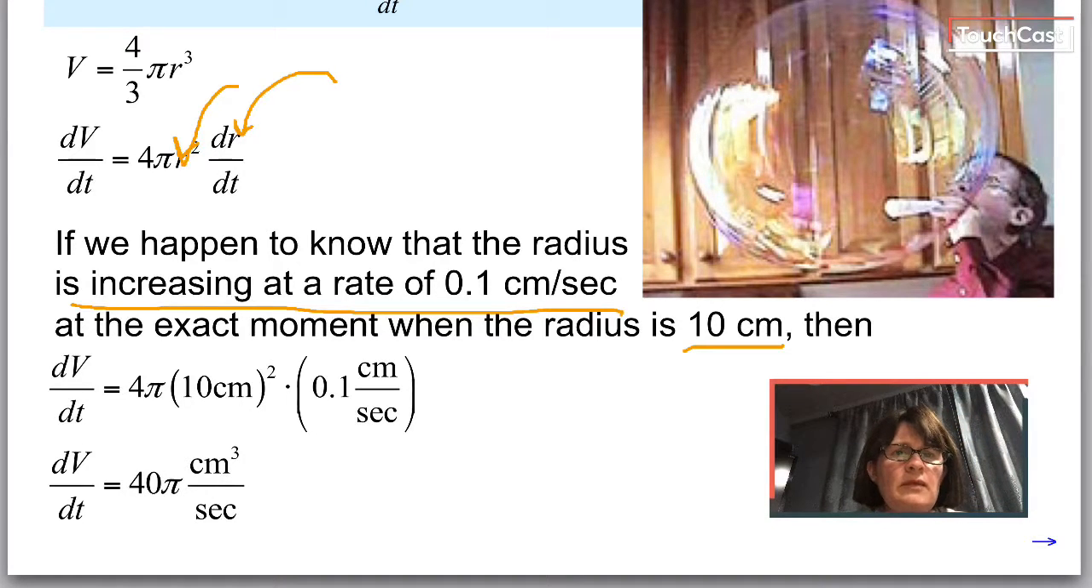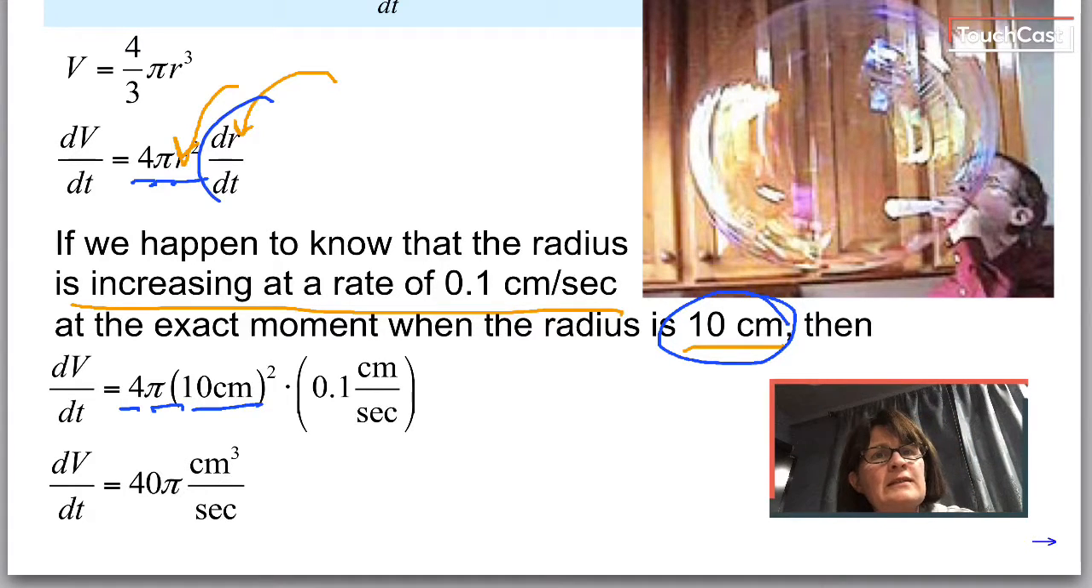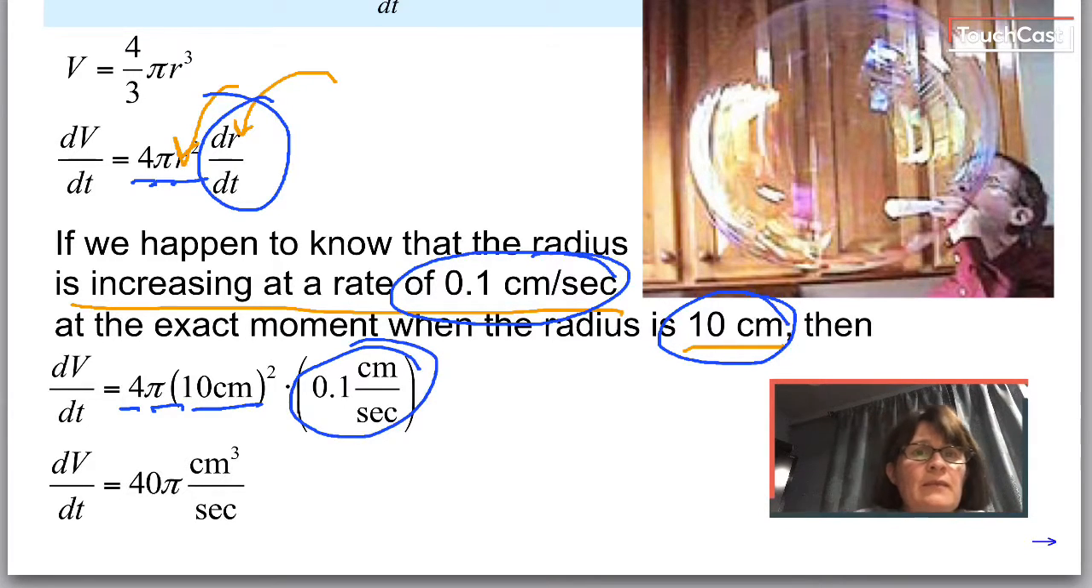So here I have, let's change colors, dV/dt was supposed to be 4 times pi times r squared. So 4 times pi times 10 centimeters squared times dr/dt. Well, we said that this is dr/dt, so 0.1 centimeters per second. I left the units on there. Obviously, you don't have to leave units on when you're just performing a calculation, but to show you that the units work out, the units make sense at the end.